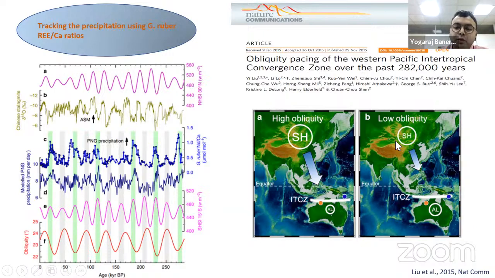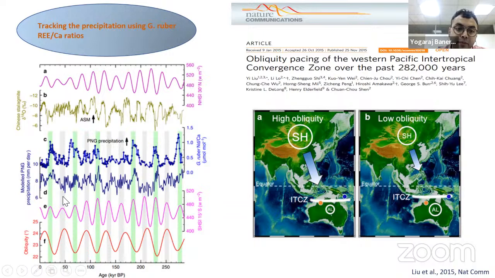During the time of low obliquity, the ITCZ moves towards the north, and as a result, the Papua New Guinea region receives higher rainfall. Now with this background, if we reinterpret this data, these green vertical bars represent high southern hemisphere solar insolation that is driving the higher precipitation.